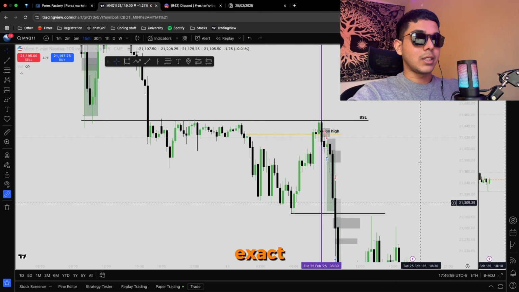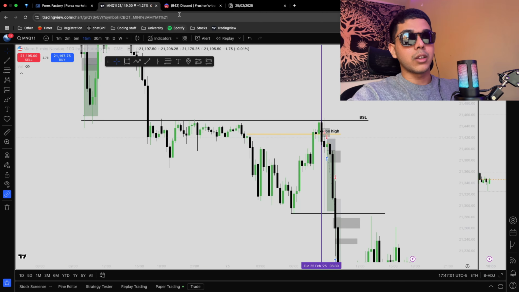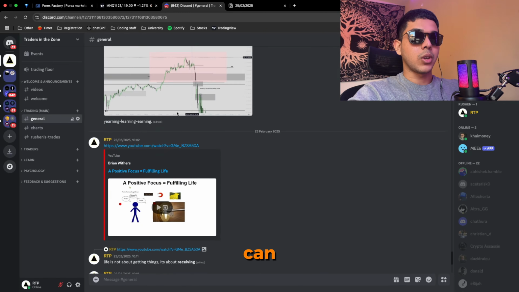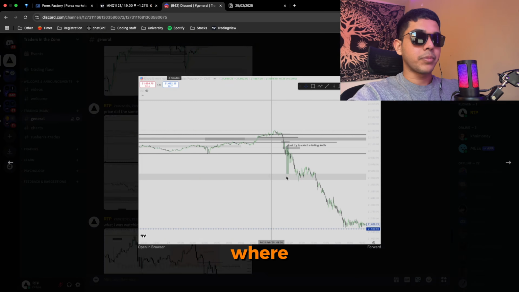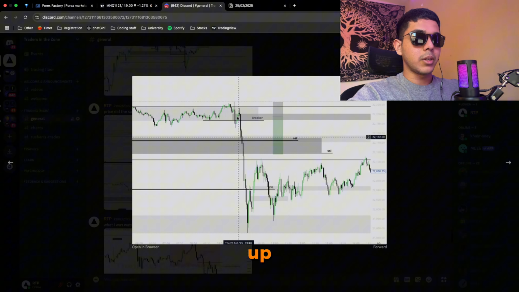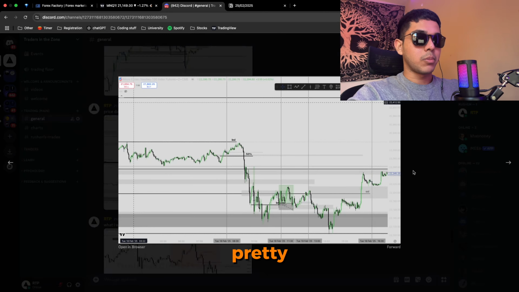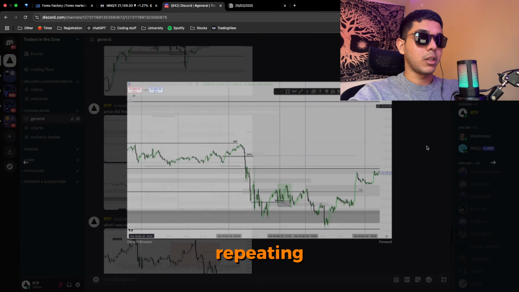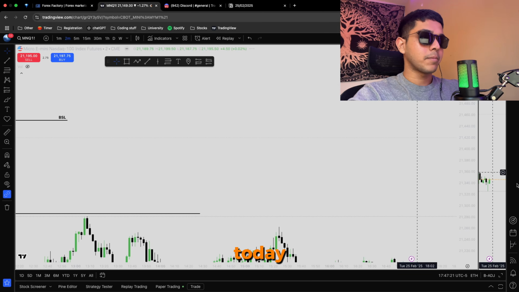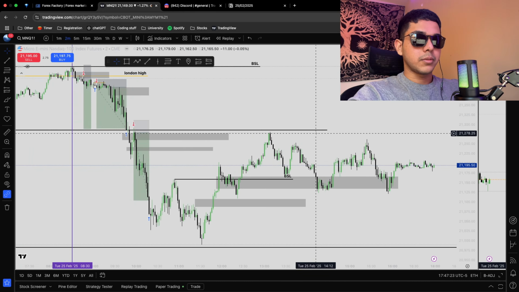This exact thing happened last week for 4 days in a row, and if you go to the free Discord, you can see that I did point it out, where price would go up and come down, go up, create the fair value gap, come down. I noticed that this is a pretty consistently repeating pattern, so that is what I was aiming at today.